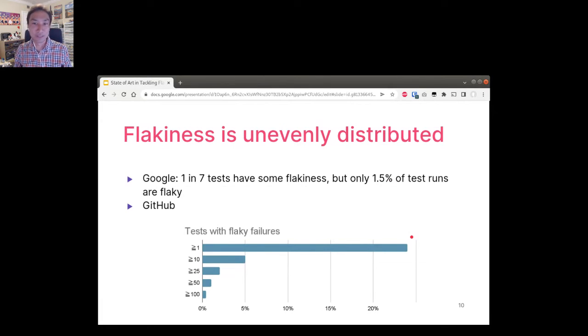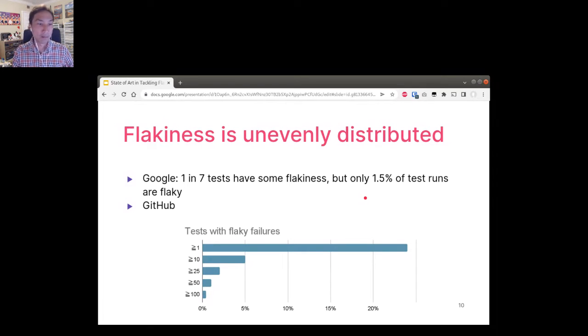Another thing, and this was reported by multiple sources, is that flakiness is not evenly distributed. Earlier I mentioned that Google reported fully 1 in 7 tests have some flakiness, but in the same report they only say 1.45% of test runs are flaky. The test runs here meaning you run a test case, that's a test run, right? So these two numbers at first glance seem to be at odds. How can 1 in 7 tests be flaky? Is it 1 in 7 or is it 1.5%?